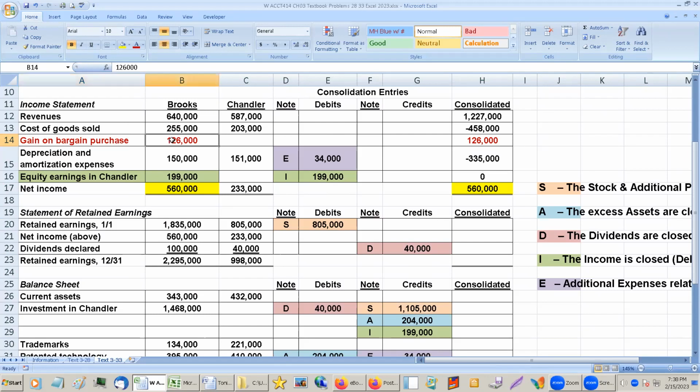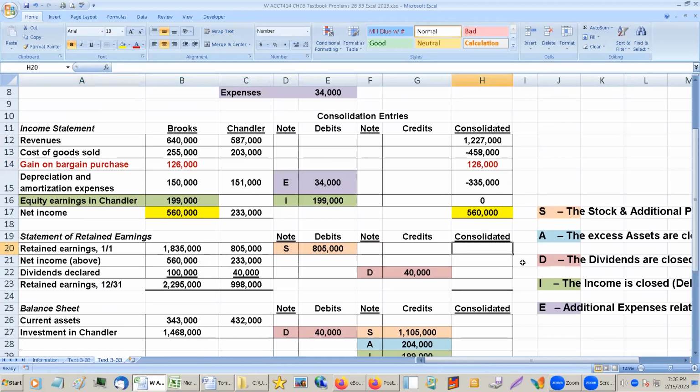I'm not sure why that would be put underneath cost of goods sold. Usually you'd see that after the depreciation amortization. These are operating expenses. This would be other revenues and expenses. This would usually, I believe, go below the depreciation. Probably doesn't matter too much. Okay.